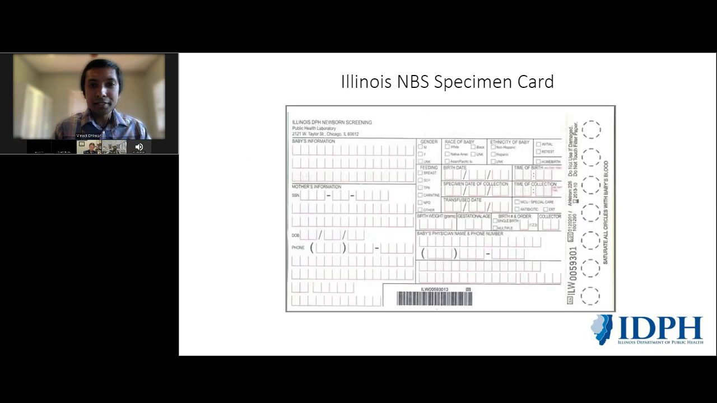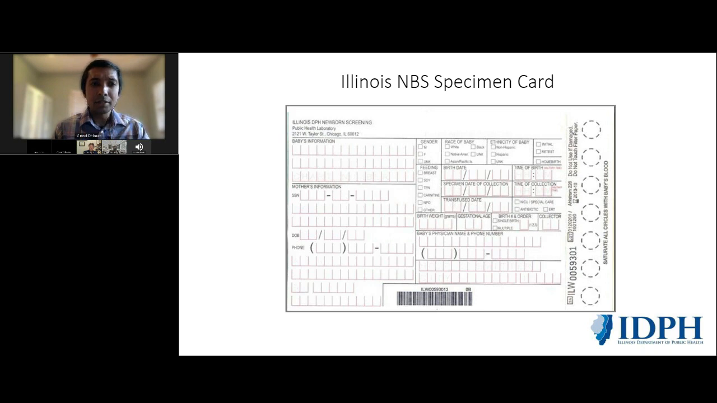So this is an example of the Illinois newborn screening specimen card, where you have the demographic information that is required for each baby: the name, first name, last name, the mother's information, the gender, nationality, and then some important things like birth weight, whether a meconium ileus was present, and then the provider information as well.